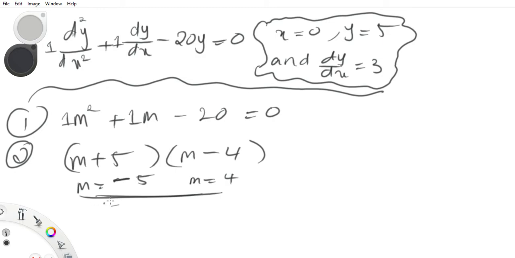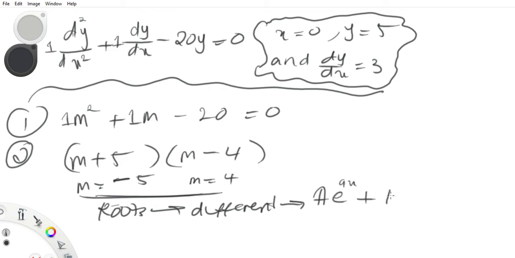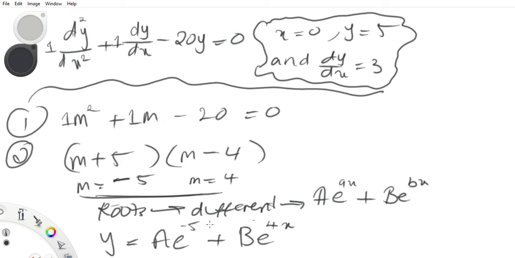Okay, these roots are different. Alright, so the solution to these roots will be ax plus bx. Okay, so now our answer will be y equals ae to the minus 5x, because that's the first root, plus, to be fair, it doesn't really matter where you put it, it'll be consistent regardless, be to the 4x. Okay, there's an x here.